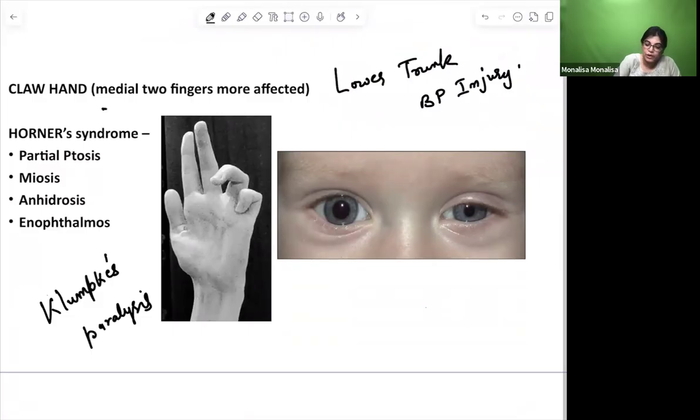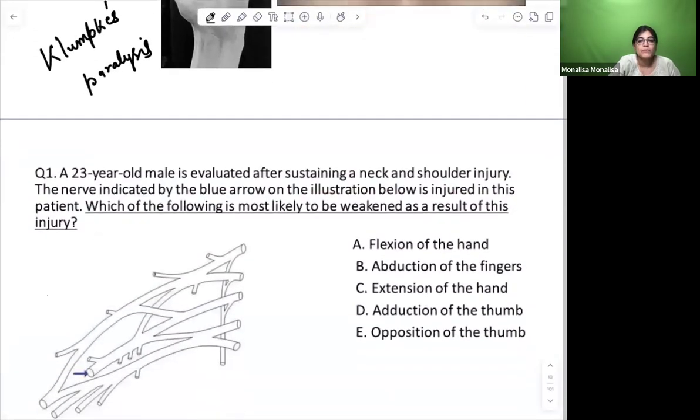The patient will have claw hand medially in the medial 2 fingers, and the patient will have signs and symptoms of Horner syndrome. What are the signs and symptoms? Partial ptosis, constriction of pupil, anhidrosis, absence of sweating, and enophthalmos. So these are the cases of lower trunk brachial plexus injury. Yes, you are right, everyone is right. Now, can we move on to some of the MCQs?